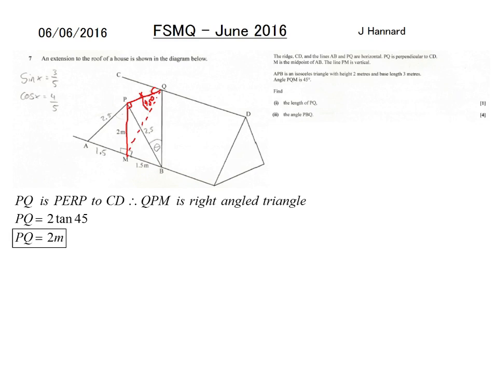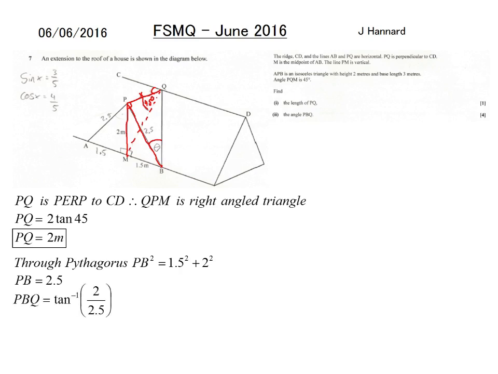And the angle PBQ is where I've drawn a theta here. So, through Pythagoras, I worked out that PB squared, so that's this line here, is equal to 1.5 squared add 2 squared. So PB must be 2.5 then. And then I can do the shift tan of 2 over 2.5, which is 38.66 degrees.